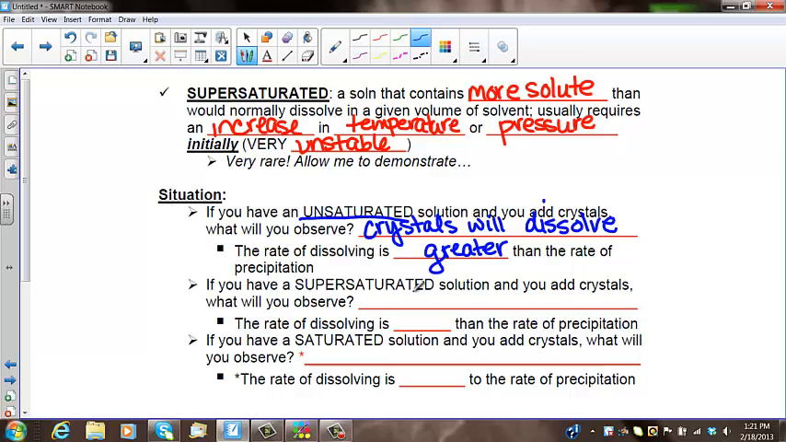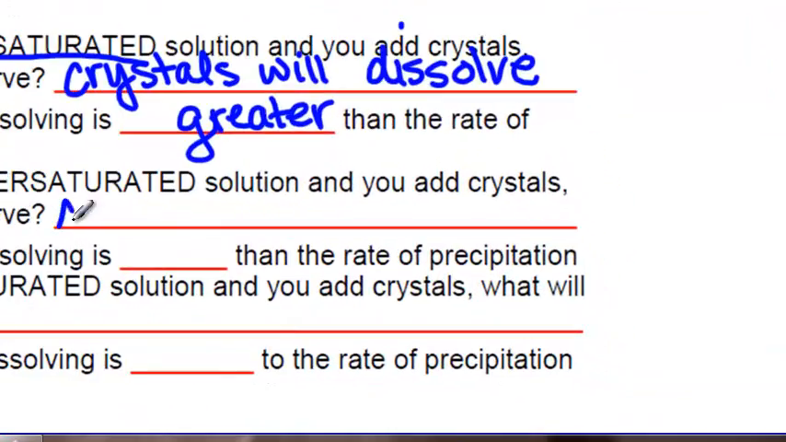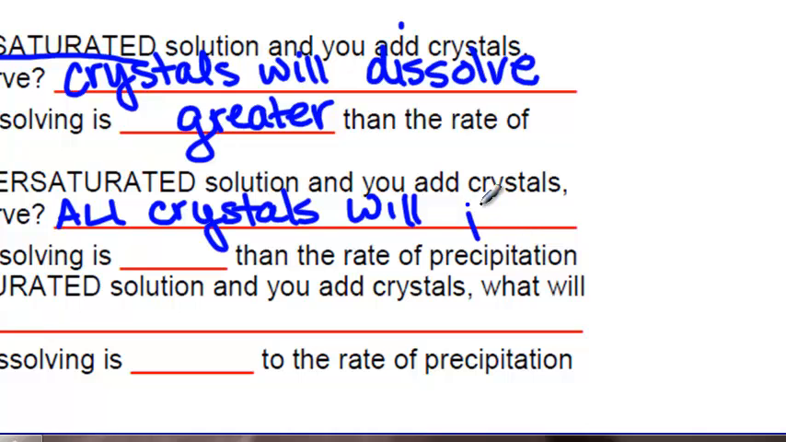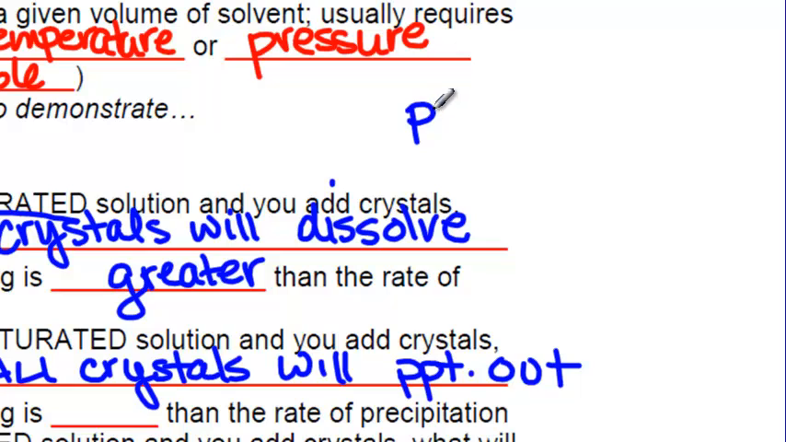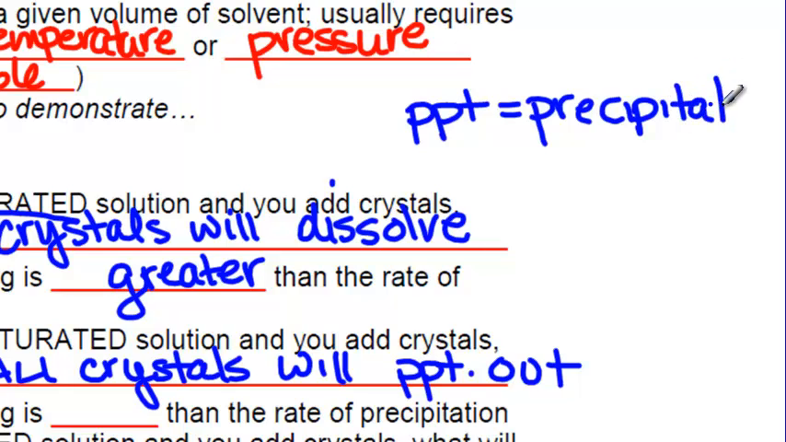If you have a supersaturated solution and you add crystals, what's going to happen? Well, as I told you, supersaturated can't hold any more. It's beyond the limit. So all crystals will precipitate out. And whenever you see me use PPT, please know that that means precipitate. I will use it a lot in this unit, and I don't write out the whole word.